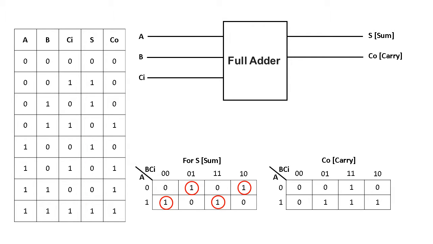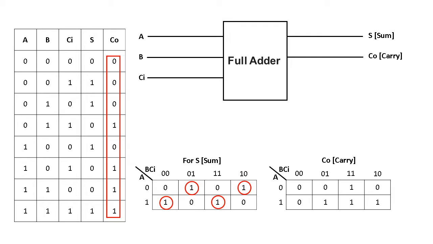Now we can observe this diagram. This is the K map for the carry output that has been drawn out here. Through the position of the output, I have drawn this K map.